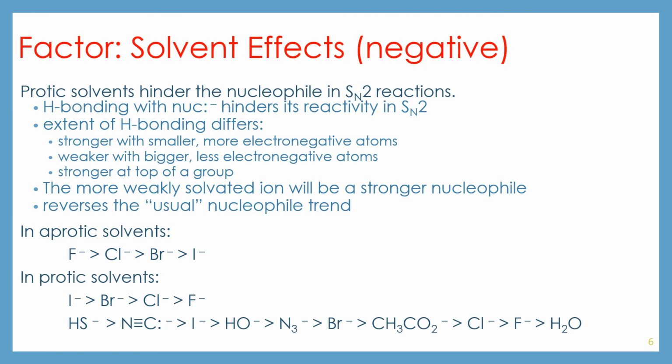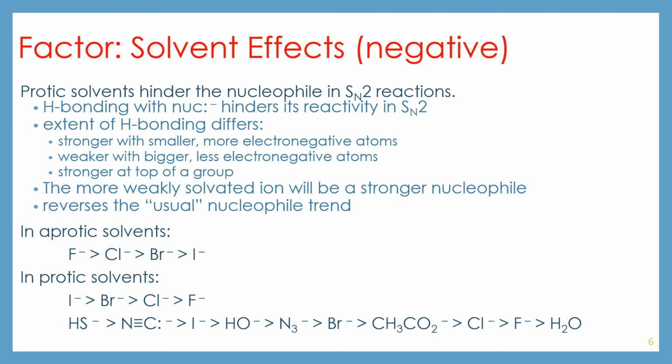There can be some negative effects from solvents. If you have protic solvents in an SN2 reaction, you can hinder the nucleophile by hydrogen bonding with the nucleophile. So think of that example with sodium iodide and acetone. If instead we had sodium iodide and water, the water would interact with the iodide when what we actually need is for the iodide to be very free to participate in the SN2 reaction. The more weakly solvated an ion is, the stronger a nucleophile it will be.